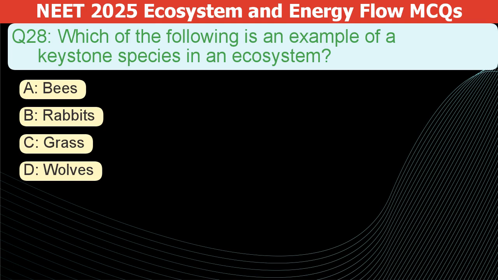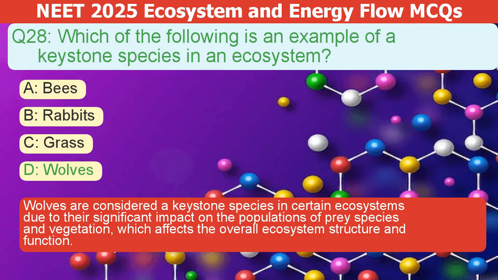Which of the following is an example of a keystone species in an ecosystem? A. Bees. B. Rabbits. C. Grass. D. Wolves. The correct answer is D. Wolves are considered a keystone species in certain ecosystems due to their significant impact on prey species populations and vegetation. This affects the overall ecosystem structure and function.